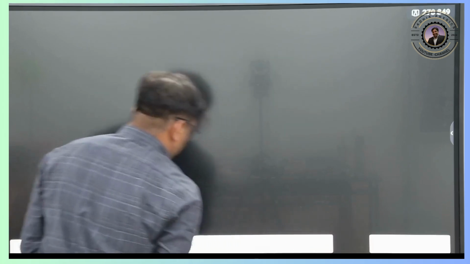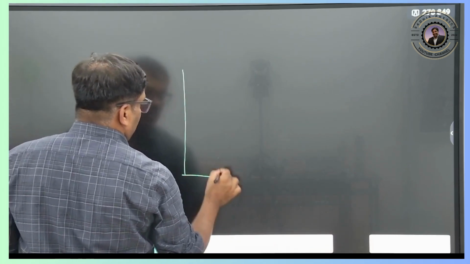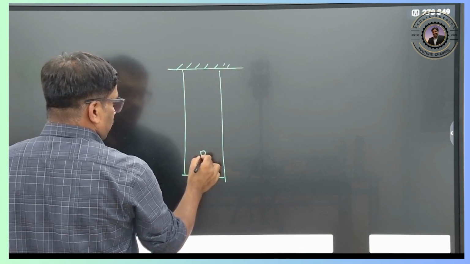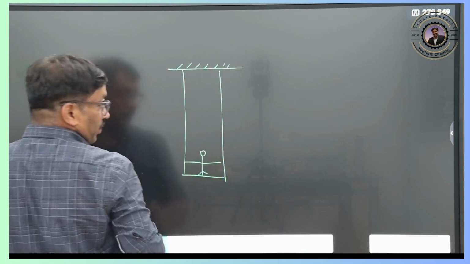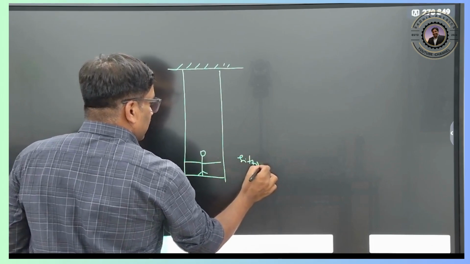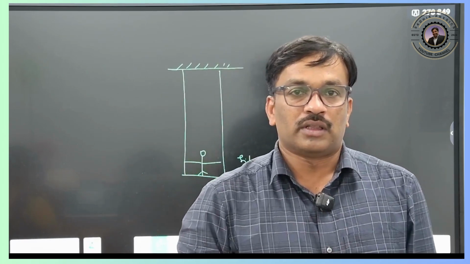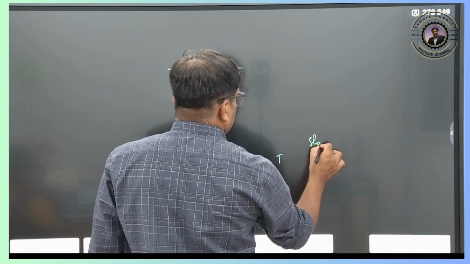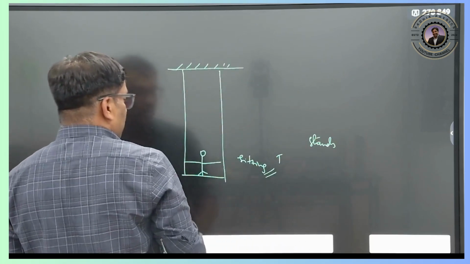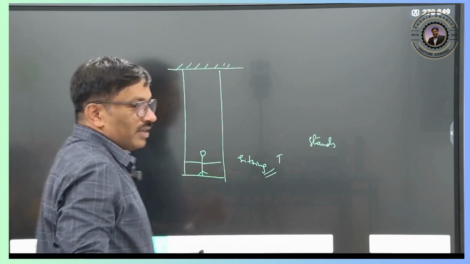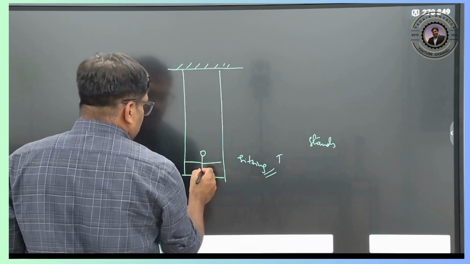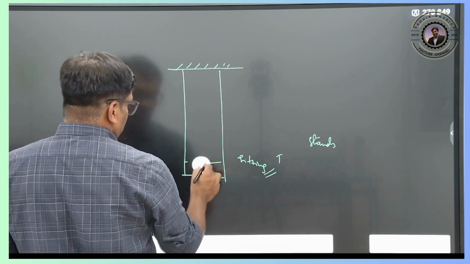Let us do some simple concept now. See here, a child is swinging on a swing in the park. Initially he is sitting. While it is swinging, he stands. What happens to the time period? When he is sitting, the time period was T. When you are sitting, the center of gravity is very low, here.